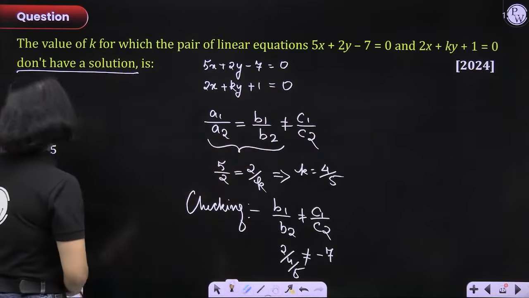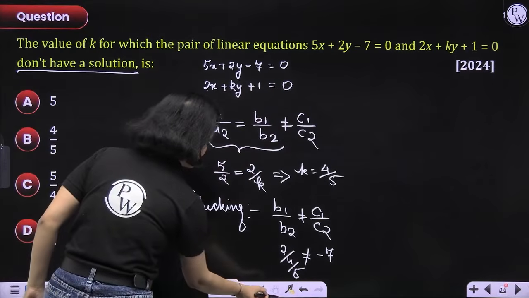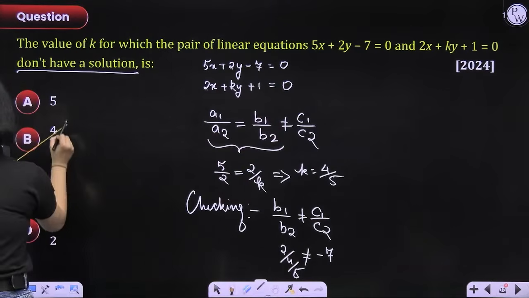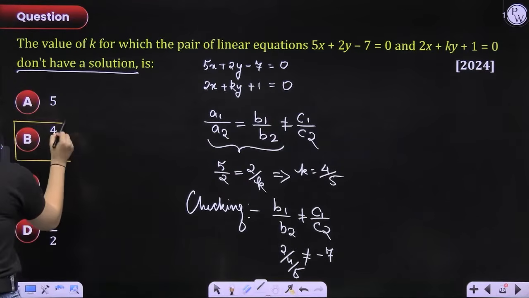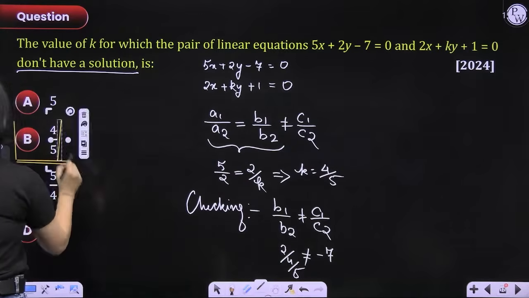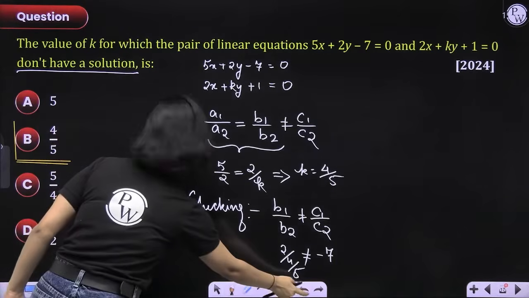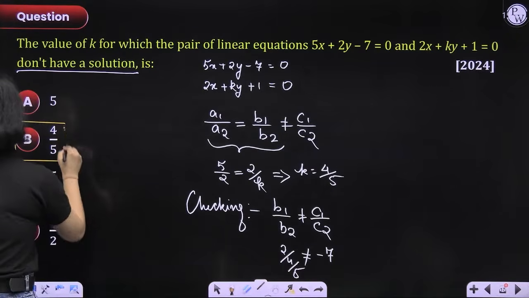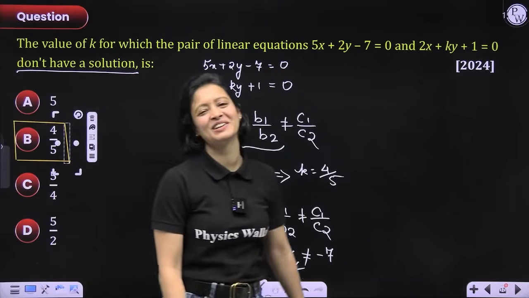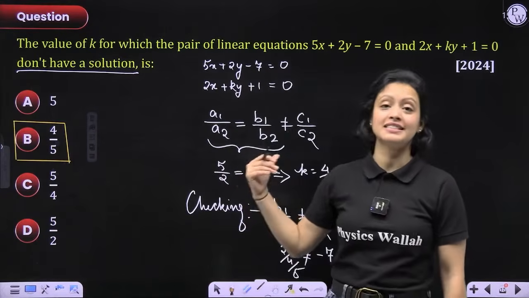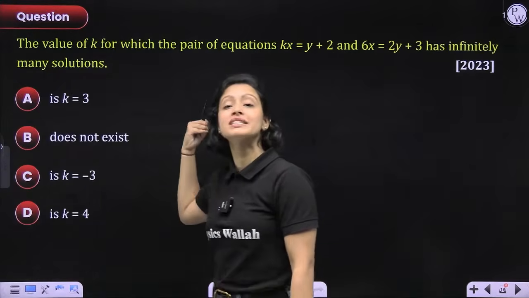So what's the correct answer? The correct answer, everyone, is option number B. Right? Option number B here. So everyone that gave the correct answer, well done. Good job, guys. Okay. So yes, let's practice some more problems similar to this.